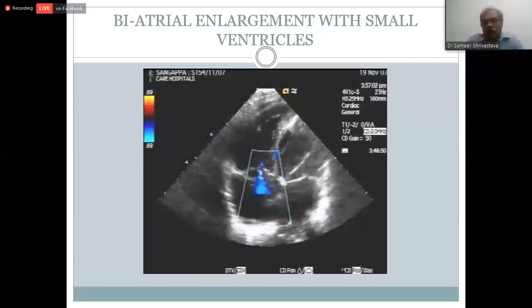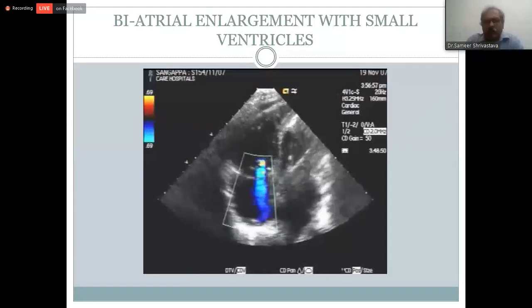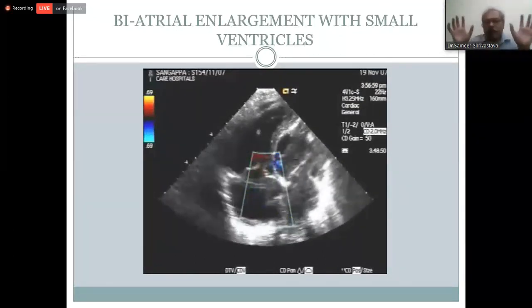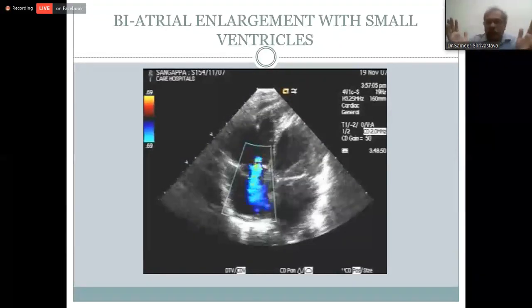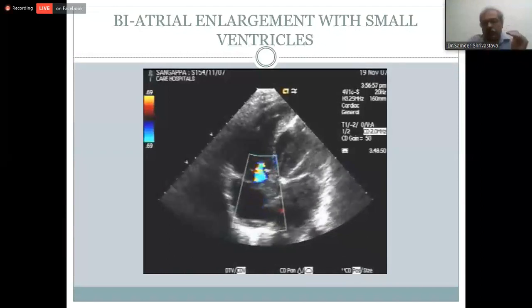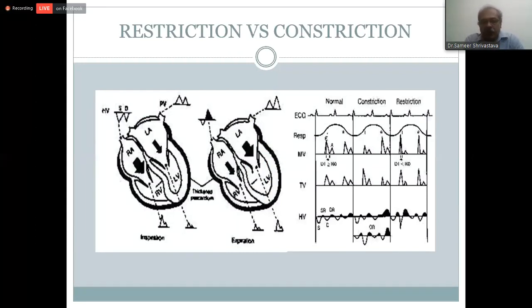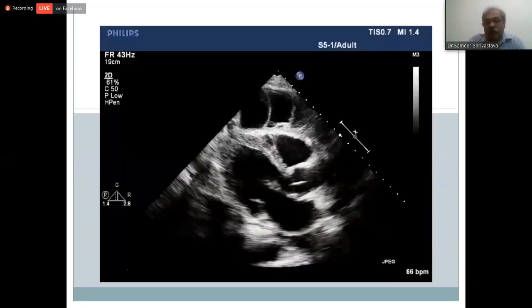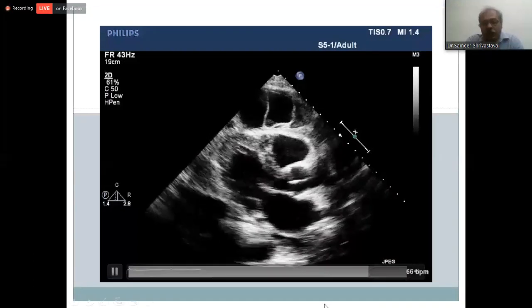So how do you make a diagnosis or a suspicion of restrictive cardiomyopathy? The first suspicion of restrictive cardiomyopathy is if you have biatrial enlargement with small ventricles. If you have biatrial enlargement with small ventricles, rest assured what you are dealing with is probably a restrictive cardiomyopathy situation. Just to complete the restriction versus constriction, this is always a fight. And if you look at the Doppler parameters, it will all be same. But if you have a restrictive cardiomyopathy, you will not get a septal bounce.